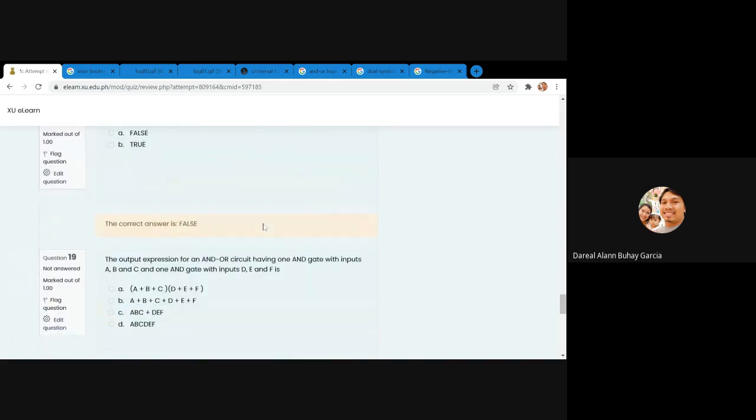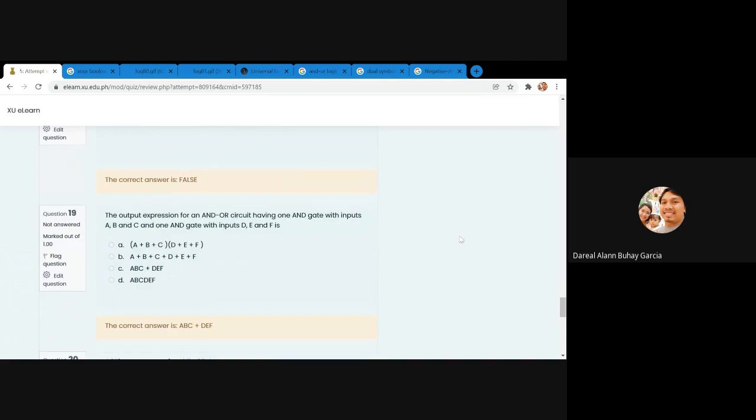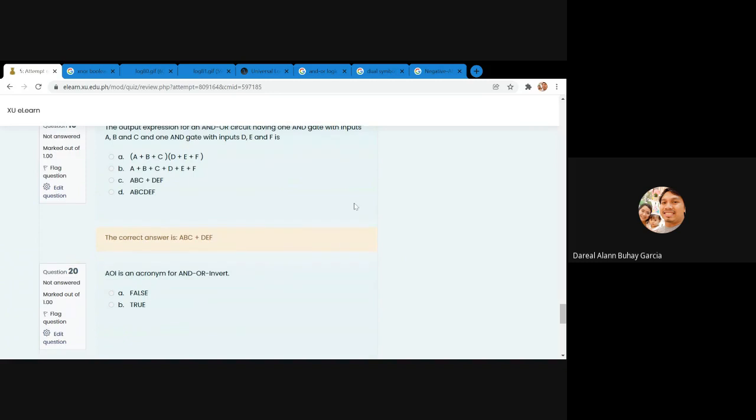The output expression for an AND OR circuit having one AND gate with inputs A, B, C and one AND gate with inputs D, E, F is C. C again. The first AND gate is A, B, C. The second AND gate is D, E, F. AOI is the acronym for AND OR invert, true.